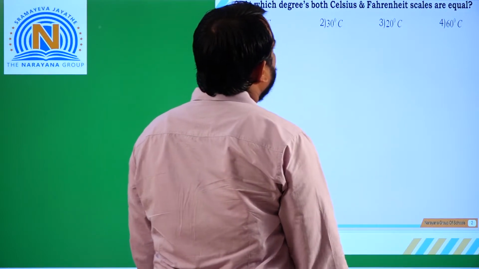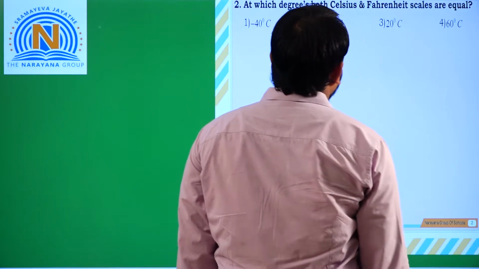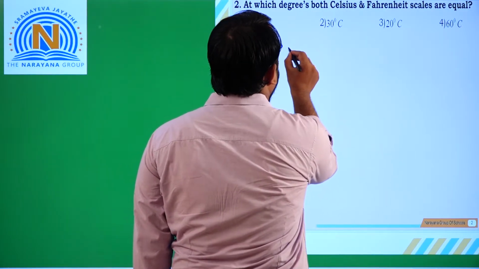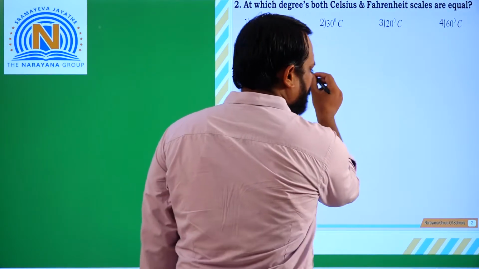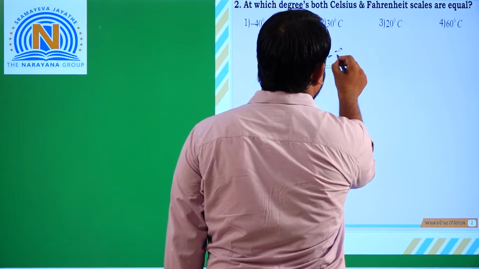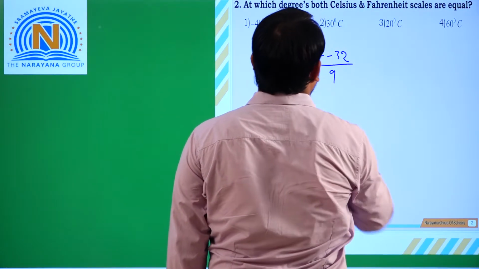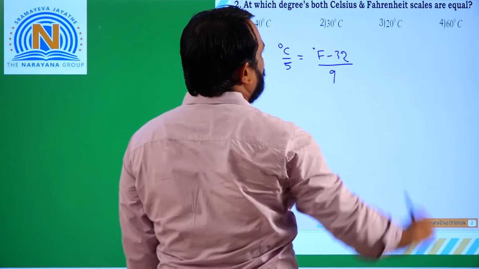At which degrees are both the Celsius and Fahrenheit scales equal? So here, Celsius and Fahrenheit. We have the relation C by 5 is equal to F minus 32 by 9. Here I want to check the options one by one.